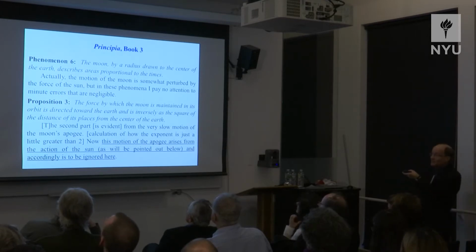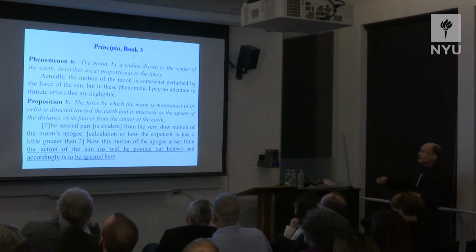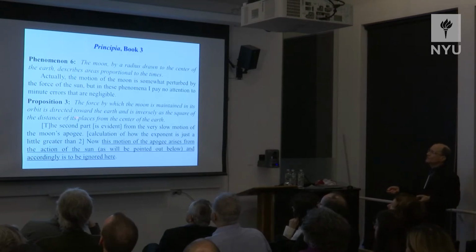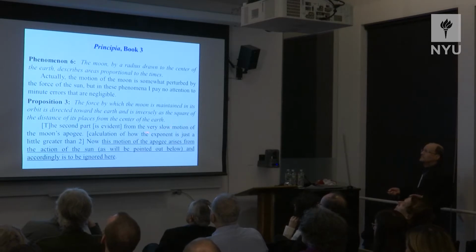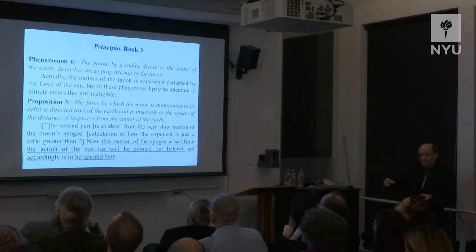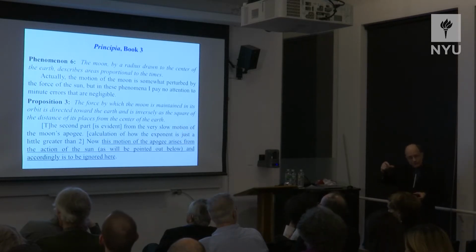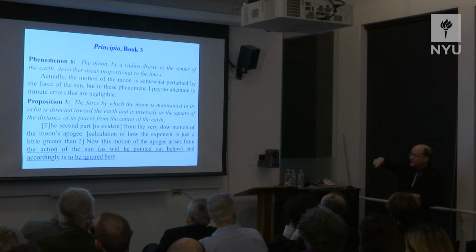Proposition 3, which is now a theorem: the force by which the moon is maintained in its orbit is directed towards the Earth, that's going to follow from this, and is inversely as the square of the distances of the places from the center of the Earth. That's now a stronger thing to say. The second part, he says, is evident from the very slow motion of the moon's apogee. That is, the way the moon progresses from its furthest point to its nearest point in its orbit is a very, very slow precession. But there is a precession.